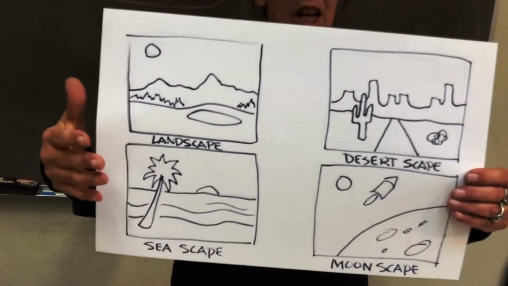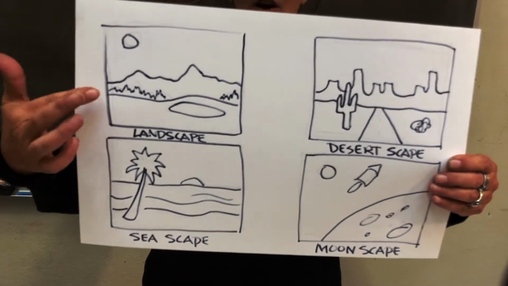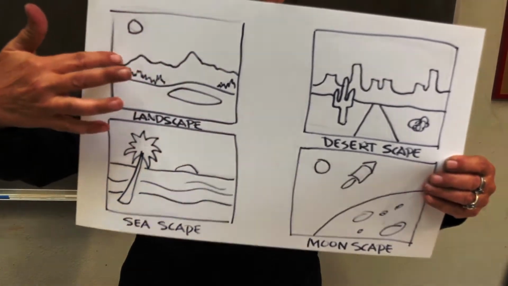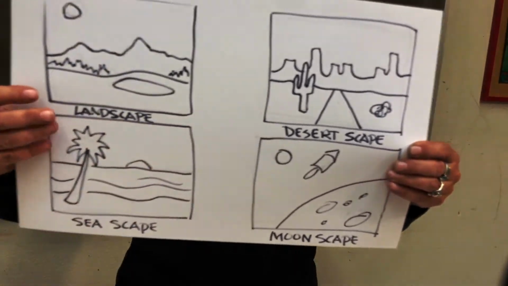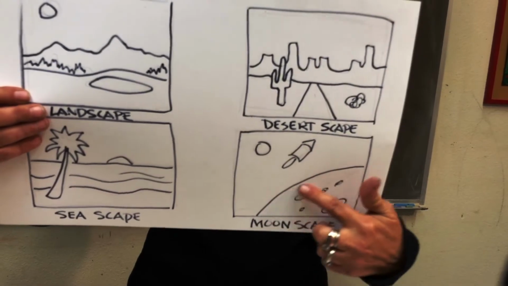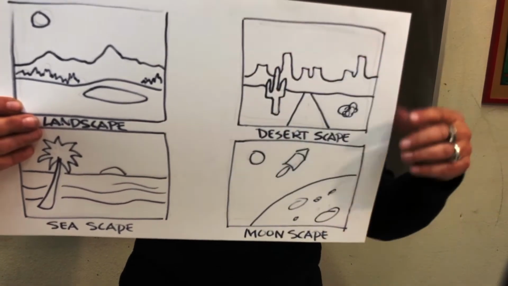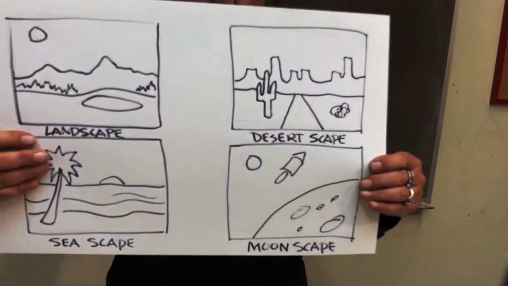So these are the different types of landscapes I want you to notice. They all have a horizon line where the sky meets the land, except our moon, but even that might be this. Horizon lines. These are important things to have in our landscape.